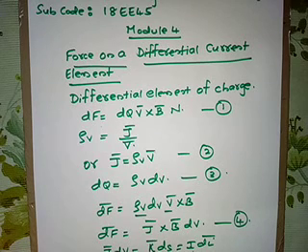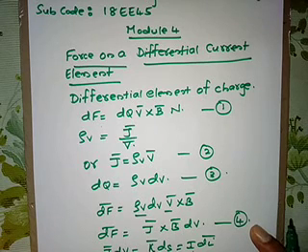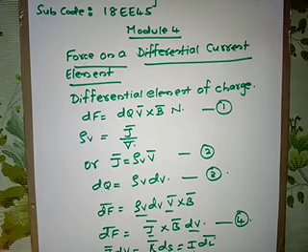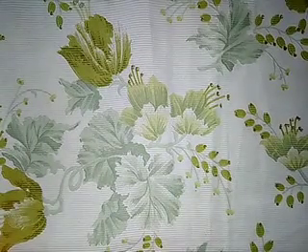Okay, then the force exerted on a surface current density. If it is surface current density, then the force exerted is given by dF bar is equal to K bar into B bar ds. So how did I get this equation? Consider equation number 4, J bar dV is equal to K bar ds, right?